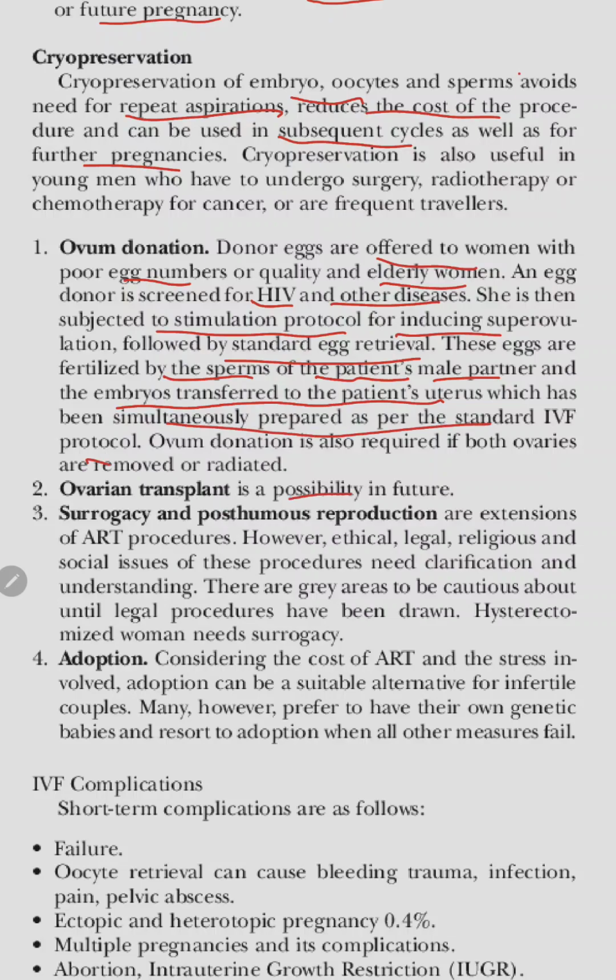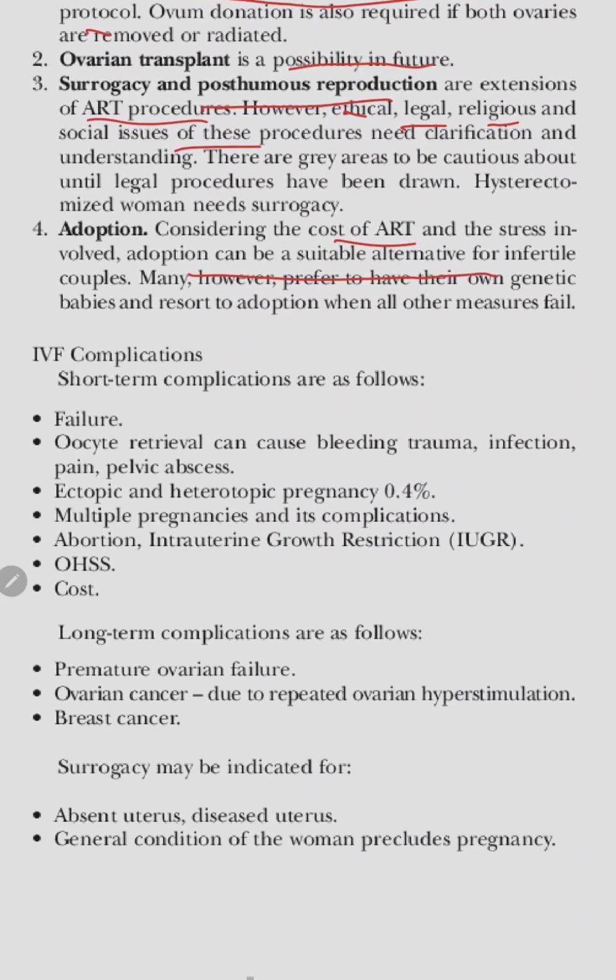Ovarian transplant is a possibility in future. Surrogacy and posthumous reproduction are extensions of ART procedures. However, ethical, legal, religious, and social issues of these procedures need clarification and understanding. Adoption. Considering the cost of ART and the stress involved, adoption may be a suitable alternative for infertile couples.